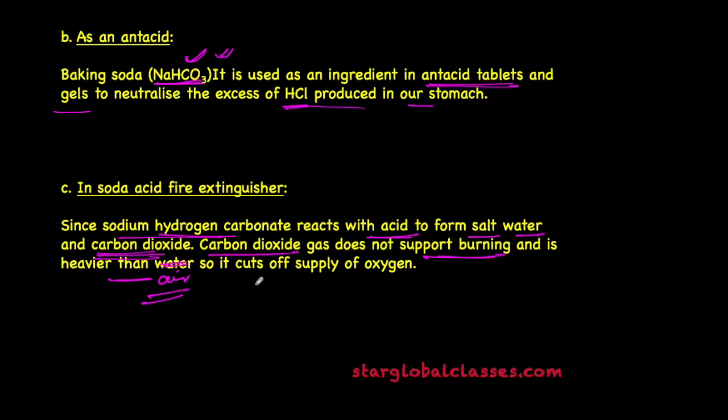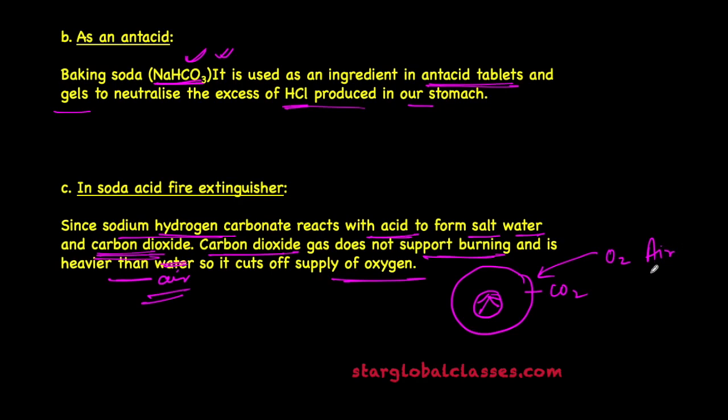So it cuts off the supply of oxygen to the burning substance. Suppose something is burning here, and when we have this cover of carbon dioxide here, then oxygen gas cannot be supplied to the burning substance. Now the burning substance is cut off from the oxygen of the air. It doesn't get oxygen because it is surrounded by heavier carbon dioxide gas. The fire puts off. This is one of the very important uses of sodium hydrogen carbonate.